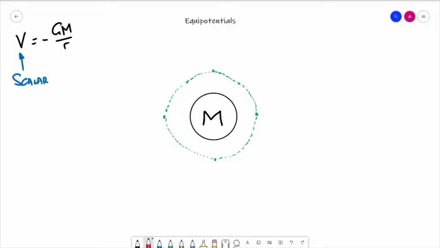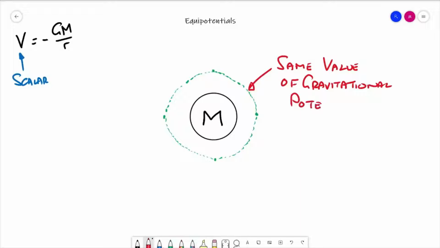Now along that line that I've just drawn, that dotted green line, everywhere on there has the same value of gravitational potential. As I said, in 2D that I've drawn there it's a circle, but when we map this up to 3D it will be the surface area of a sphere. Now because they all have the same value for gravitational potential, we therefore call this green dotted line an equipotential.